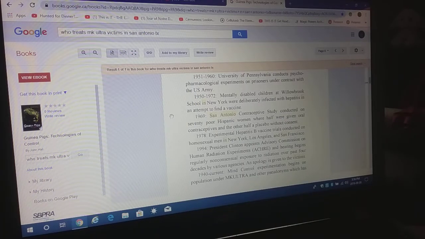Okay. So, San Antonio in 1969, there was a contraceptive study conducted on 70 poor Hispanic women, where half were given oral contraceptives and the other half placebo without consent. So, this answers my question to this.